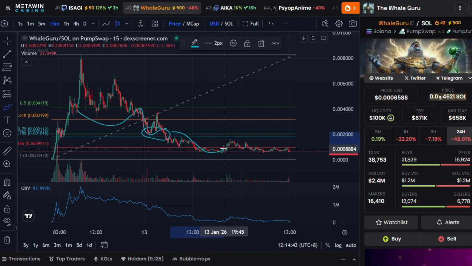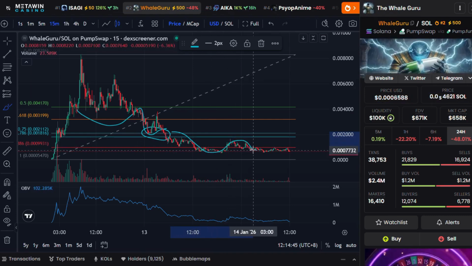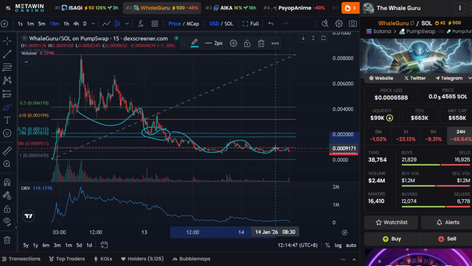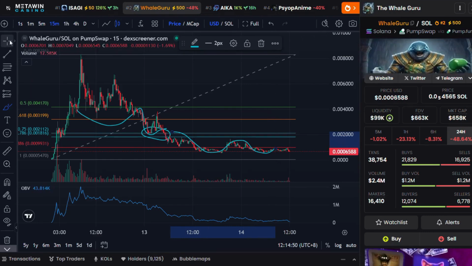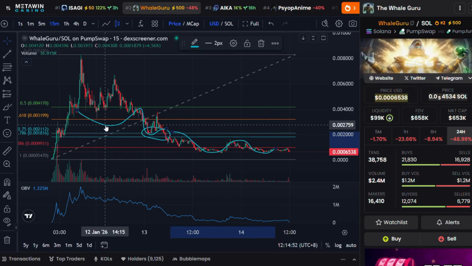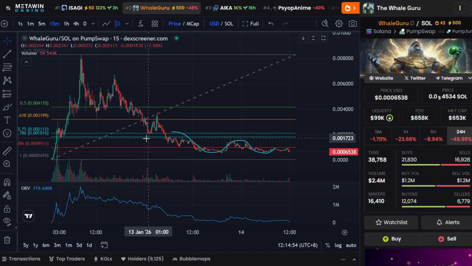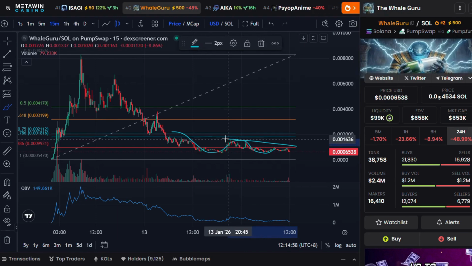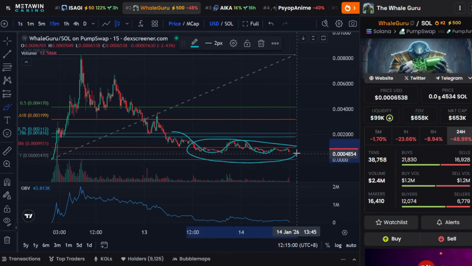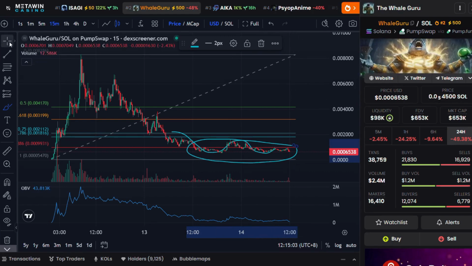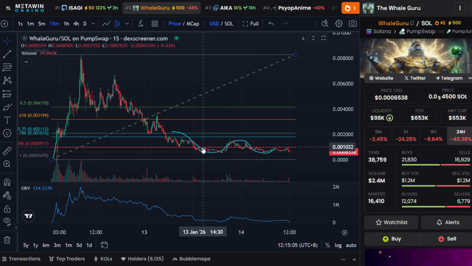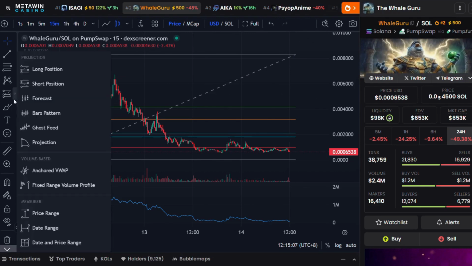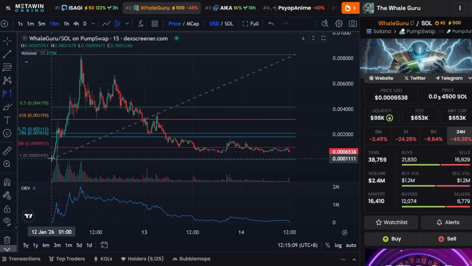At the moment, we can see price actively interacting with this 0.886 level, flipping it from support to resistance and back again. This tells us that this is a key decision zone where buyers and sellers are currently battling for control. Next, I want to add the fixed range volume profile across the entire life of the token.